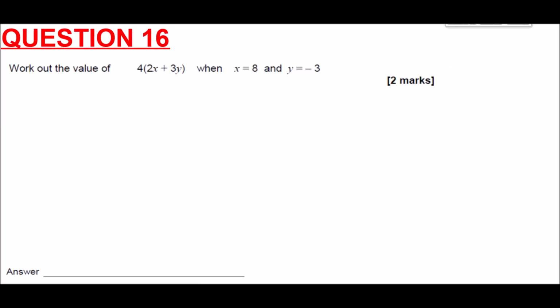Question 16, we've got some algebraic substitution to do here. So we need to work out the value of 4 brackets 2x plus 3y when x equals 8 and y equals minus 3. I'm going to show you how to do this in 2 different ways, in fact. One way I'm going to show you is by expanding the brackets first.